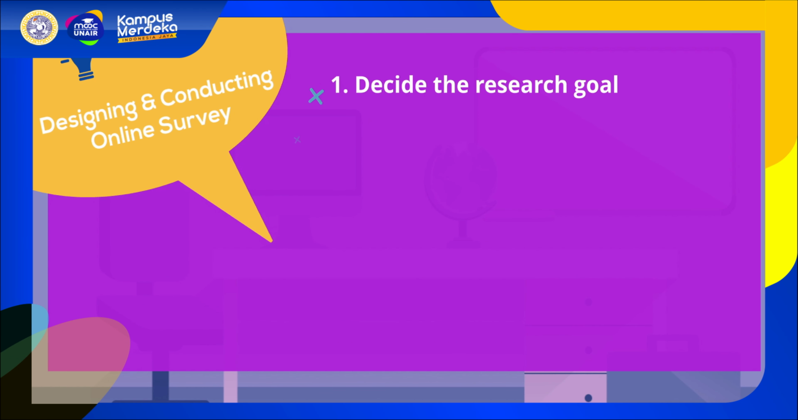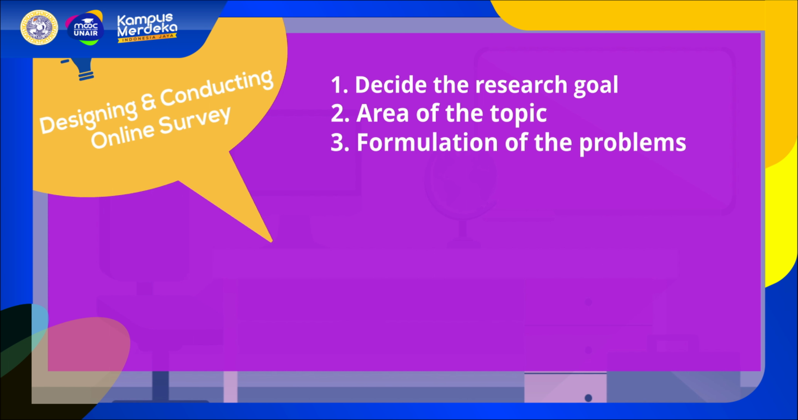For the next, we have designing and conducting an online survey. Number 1, decide the research goal. So, you need to figure out the purpose of the survey. Number 2, we have the area of the topic. For example, you have to find out the advantages of a topic.